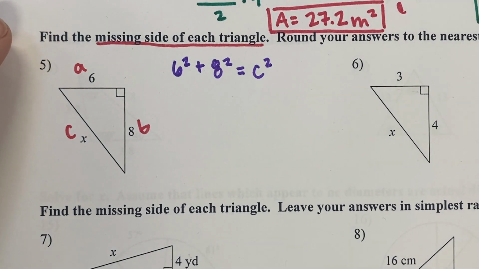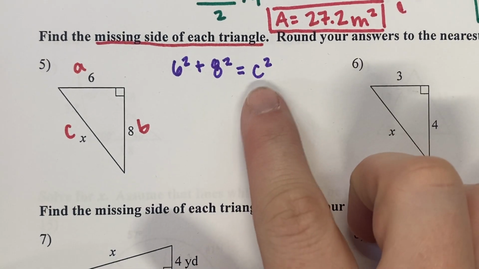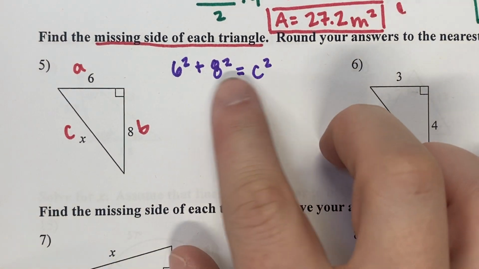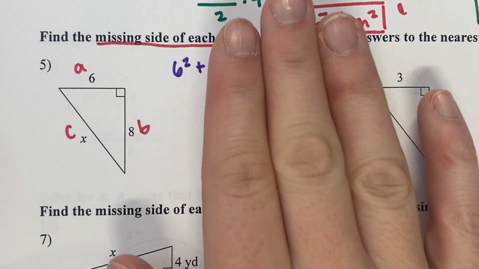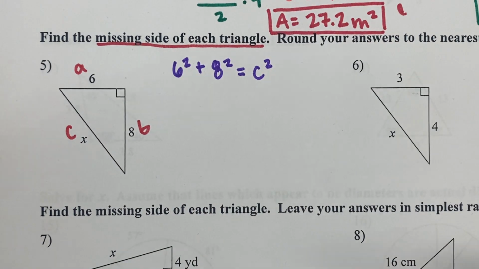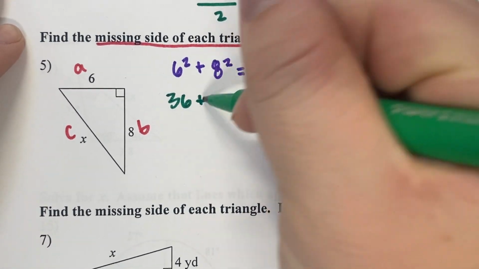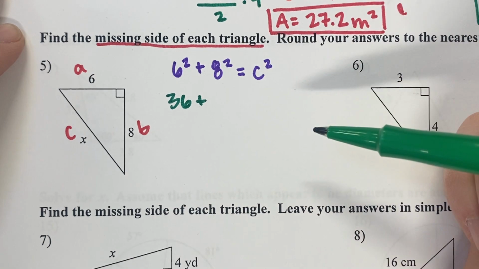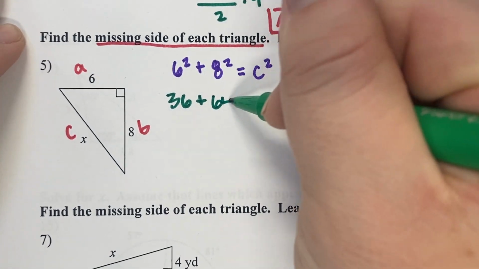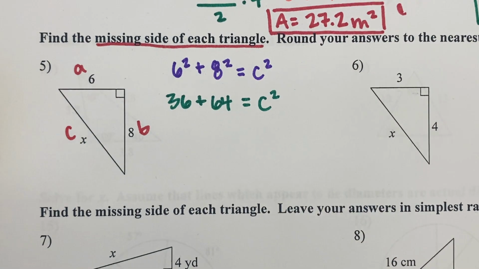Beautiful. Now I'm just going to start simplifying this because my whole goal is to figure out what c is. Let's get rid of these squareds if we can. First one is 6 squared. We know what 6 squared is: 6 times 6 turns into 36. We also know what 8 squared, or 8 times 8, is. That turns into 64. And it all still equals c squared.